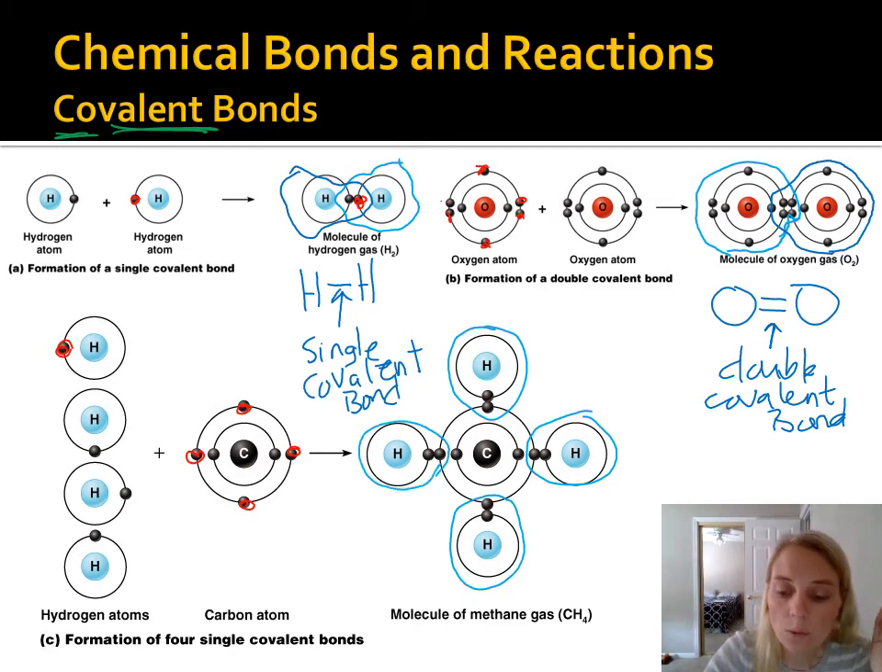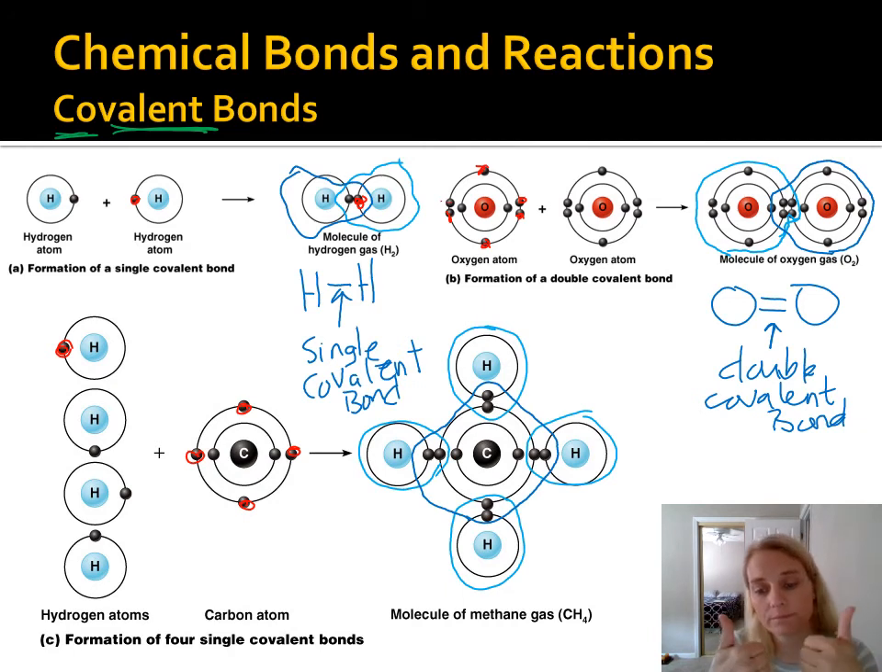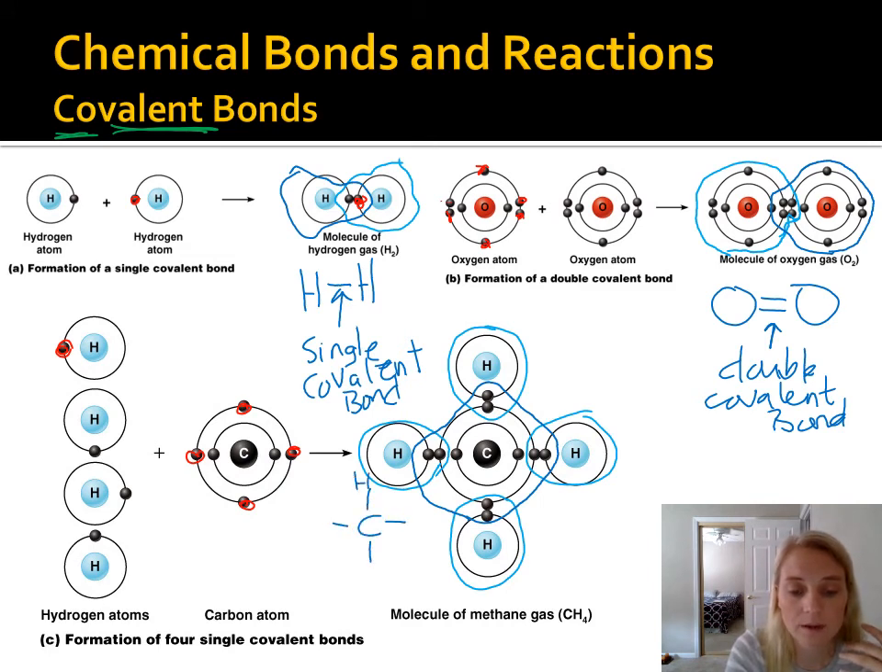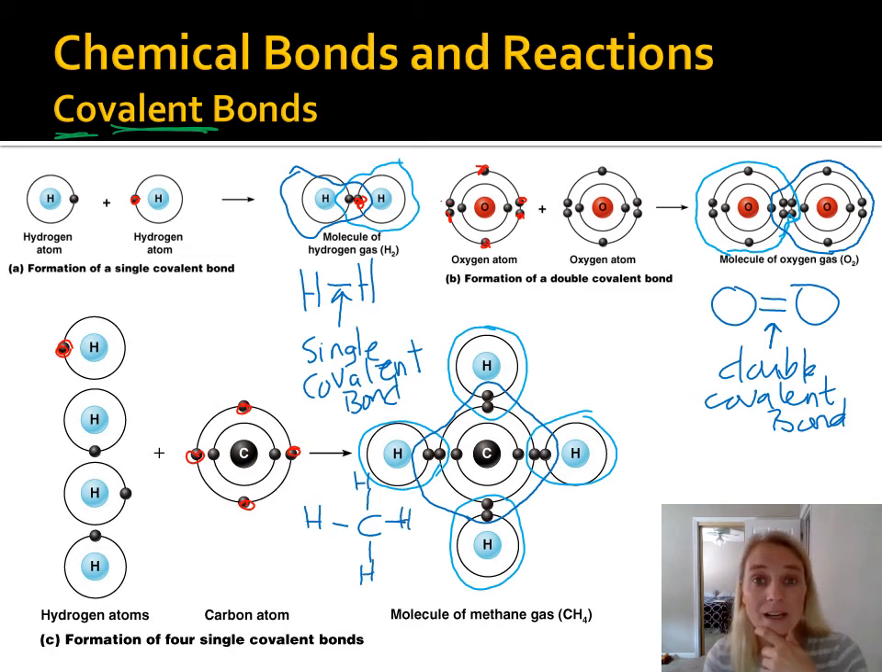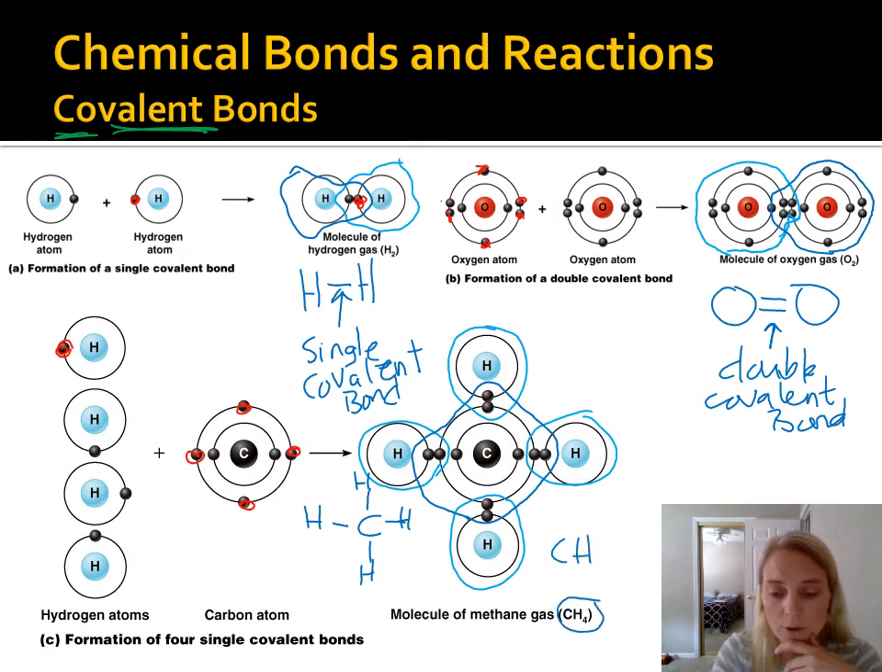Yay! When we take a look, is carbon happy? Let's take a look. 1, 2, 3, 4, 5, 6, 7, 8 electrons in its valence shell. Yes, it is happy. And we can represent this in a couple ways. We can draw it like this, with each one of those single lines representing a covalent bond, or we can draw it like this, the chemical molecular formula. CH4 tells you there's 1 carbon and 4 hydrogens bonded to it.